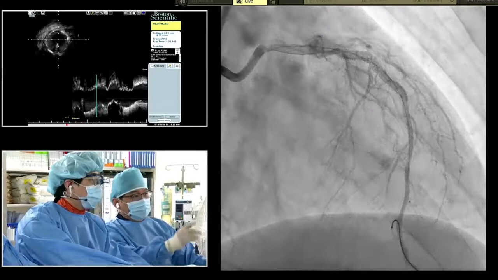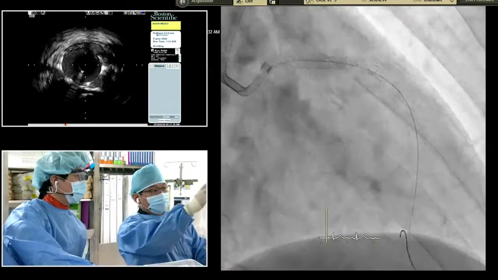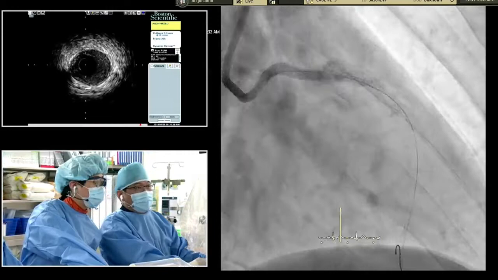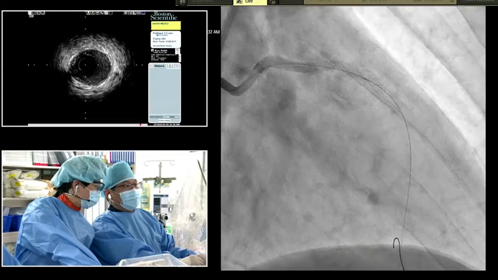Even though on the IVUS there is some edge dissection, the LAD flow is TIMI 3, with no visual dissection. So I judged the small dissection did not affect the patient's long-term outcome. So at this moment, I'd like to finish my procedure.